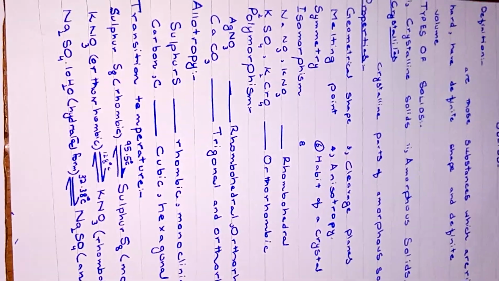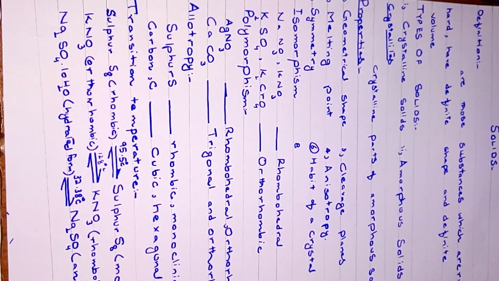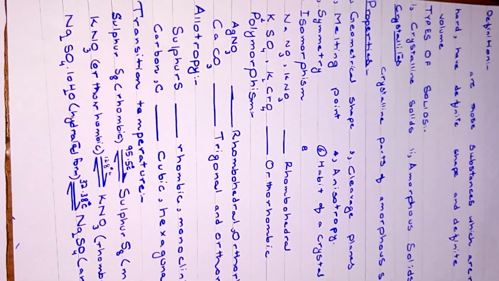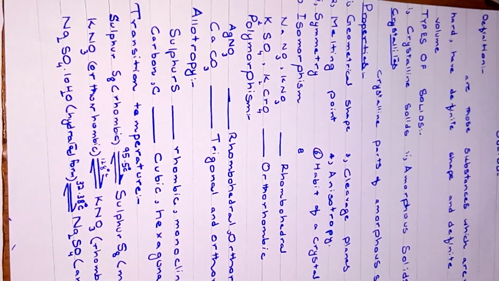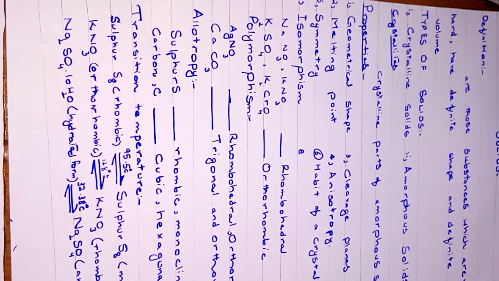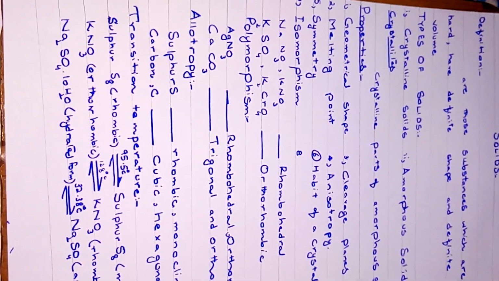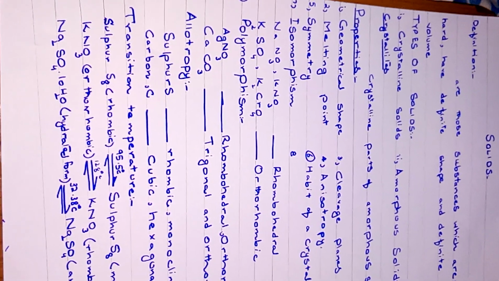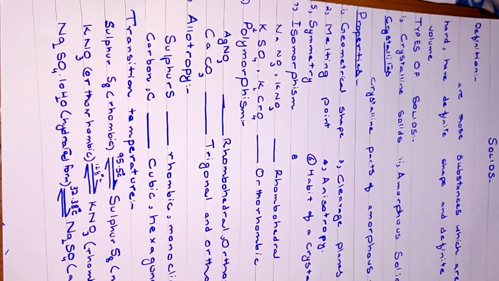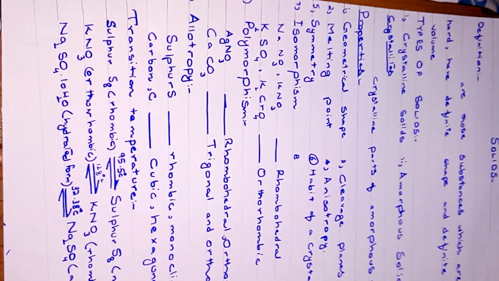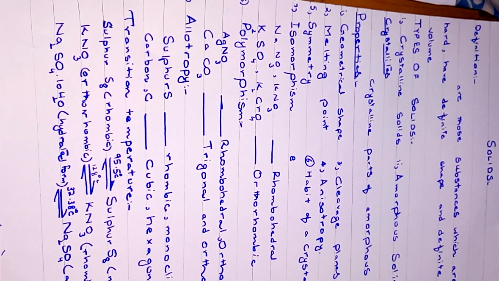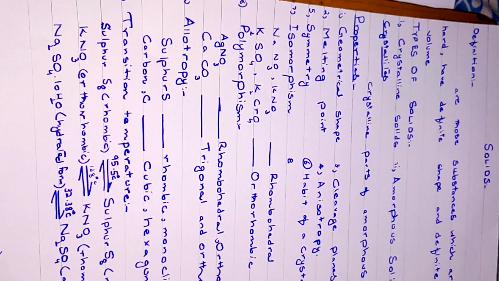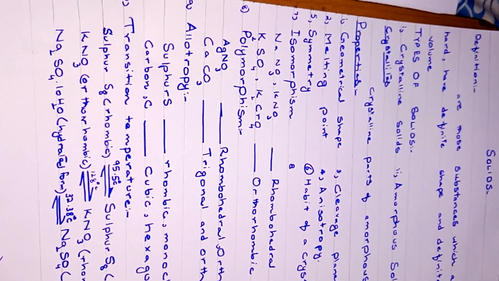Number 5, symmetry. The repetition of faces, angles or edges when a crystal is rotated by 360 degrees along the axis is called symmetry. Number 6, habit of a crystal. The shape of a crystal in which it usually grows is called the habit of a crystal. Crystals are usually obtained by cooling the saturated solution or by slow cooling of the liquid substance.